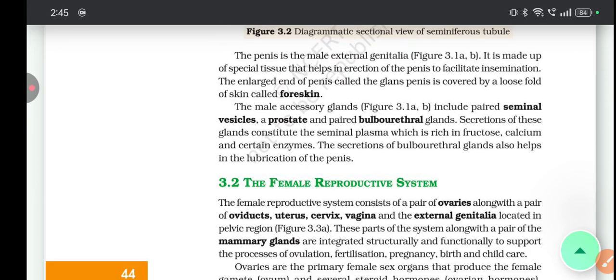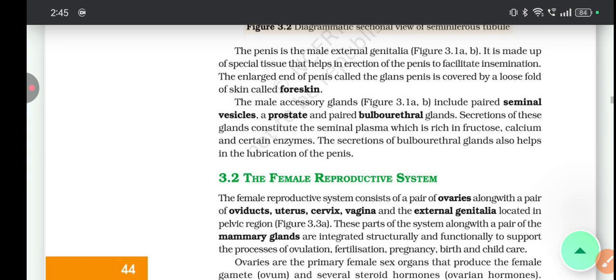The penis is the male external genitalia. It is made up of special tissue that helps in the erection of the penis in order to facilitate insemination. The large end of the penis, called the glans penis, is covered by a loose fold of skin which is known as foreskin.